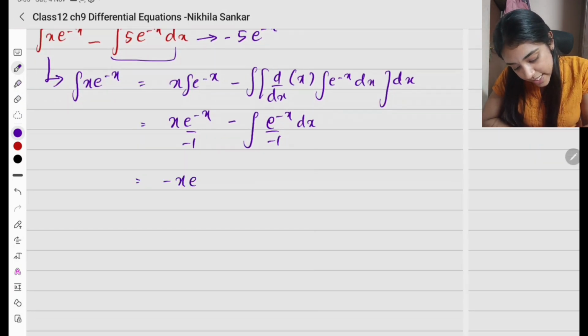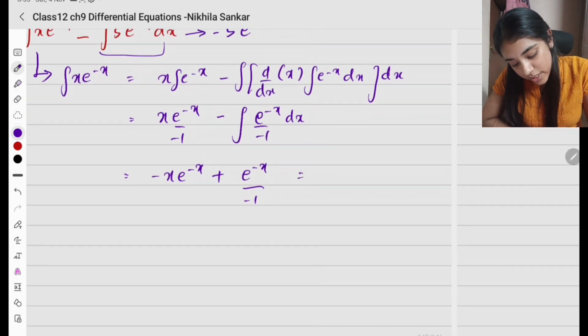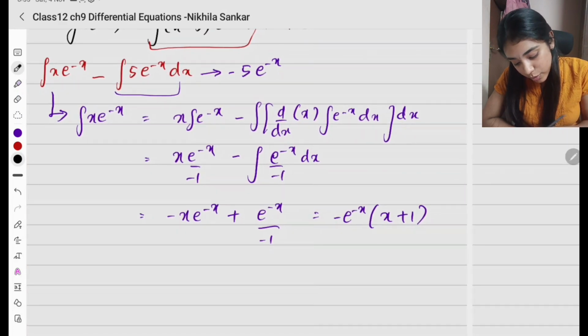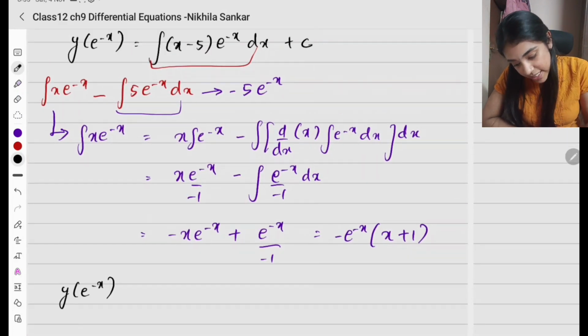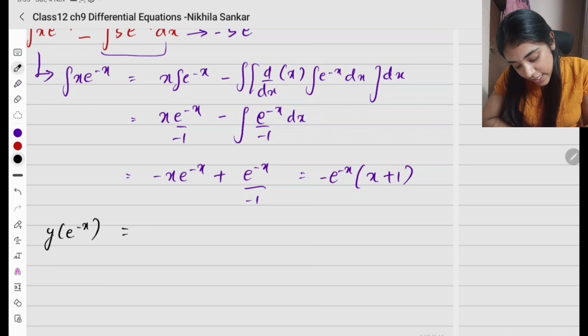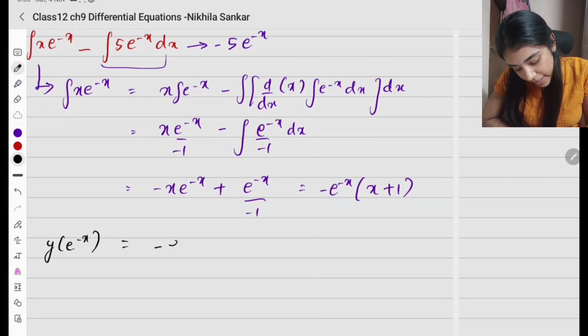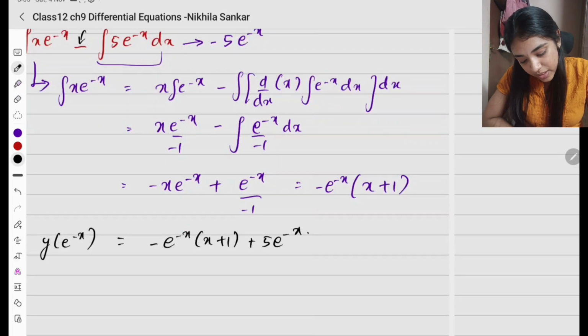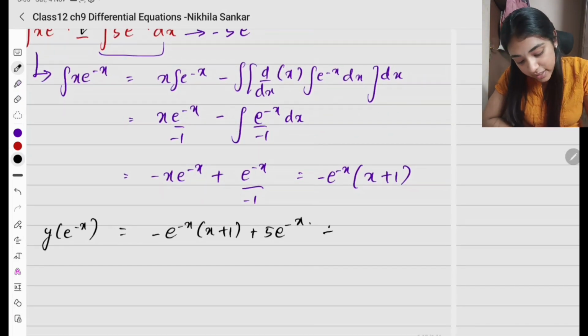So now again I have minus x e to the minus x plus its integration is going to be minus 1. So when I club the e to the minus x I have x plus 1. So this is going to be this particular integral. Now what will the final answer look like? y times e to the minus x equals its integral, which is going to be minus e to the minus x times x plus 1, minus 5, minus of minus, right? There is a minus here. So minus of minus is going to be plus 5 e to the minus x. Clear? This is going to be my integral plus c.